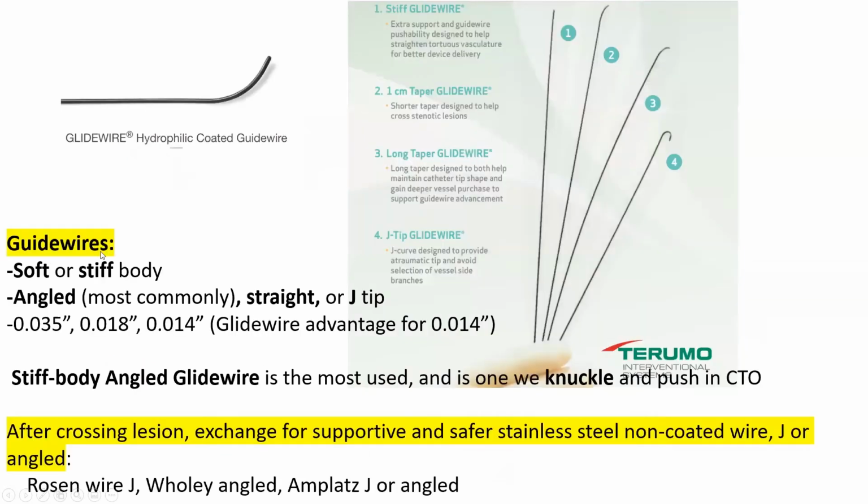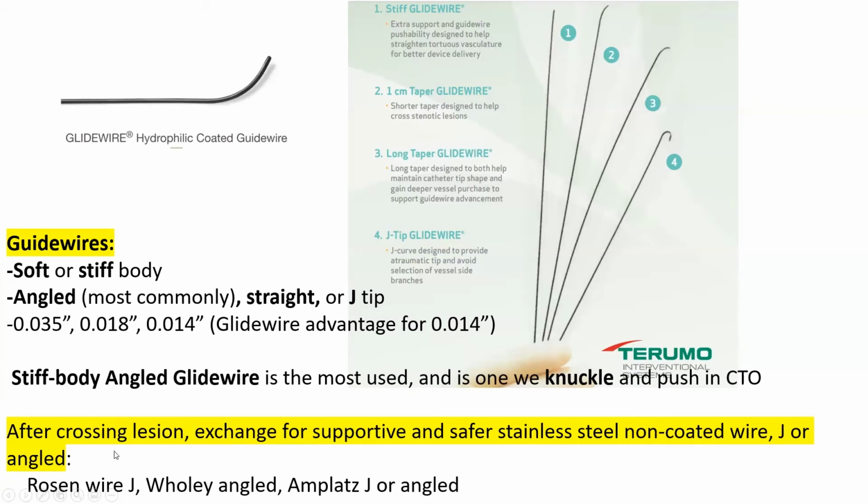Those are some of the guide wires. When we talk peripheral guide wires, they can come straight, angled, or J wire. The most commonly used are angled, again, angled stiff body glide wire. And they come in different bodies: besides the tip, is the body soft or heavy, stiff? And they come in 035, 018, and 014. Okay. And the classic one is the stiff body angled glide wire.